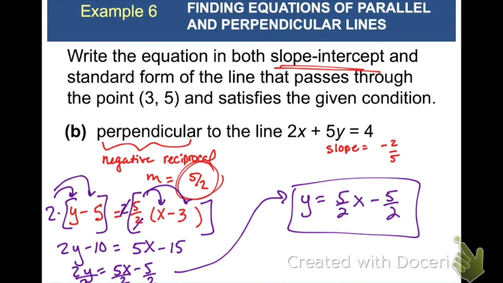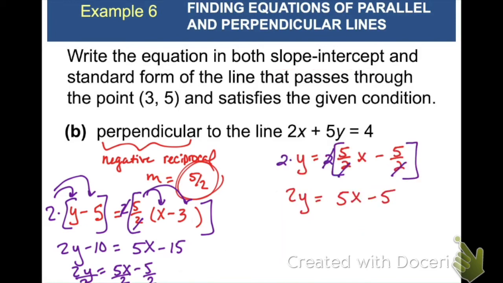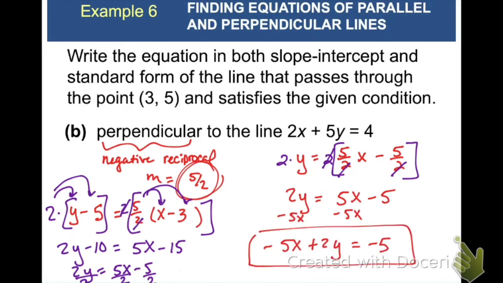And then if you want standard form, remember that's ax plus by equals c, so I need to rearrange it again. And if you don't like those fractions, we can multiply both sides by 2 again. That'll get rid of those fractions. I multiplied both sides by 2, and then I'm trying to get ax plus by equals c, so I'm going to move my 5x to the other side. So if I subtract 5x to the other side, I'll get negative 5x plus 2y equals negative 5.